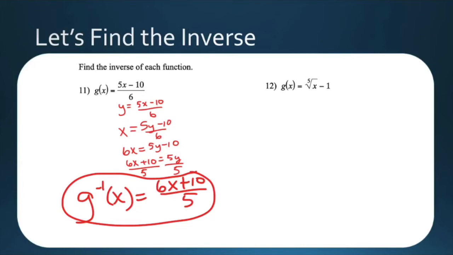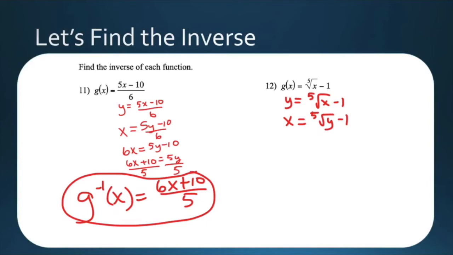Let's do number 12. What's the first step? Take the g away and put a what in its place? Y? Very good. Put a y in its place. Now what do we do? Switch the x and the y. So x will be out here.